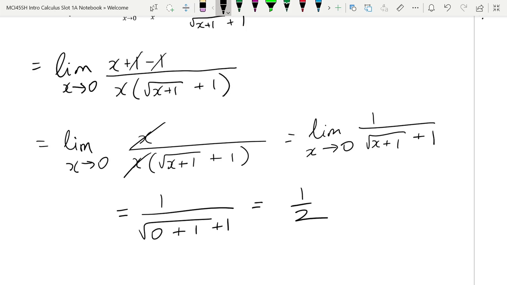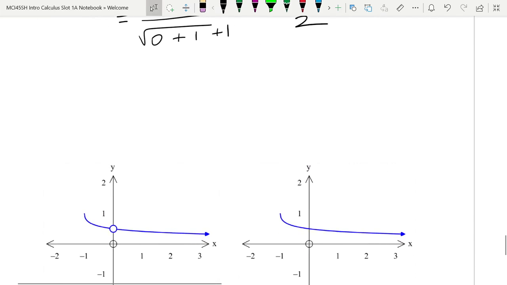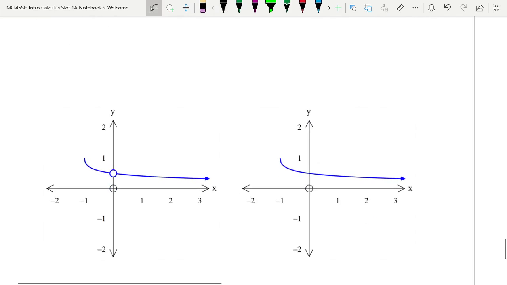And just to show you, we did graph these on Desmos, and the original function had a hole here, but that hole goes away and actually gets you to the value. So that is the value: when x is 0, y is 1/2.